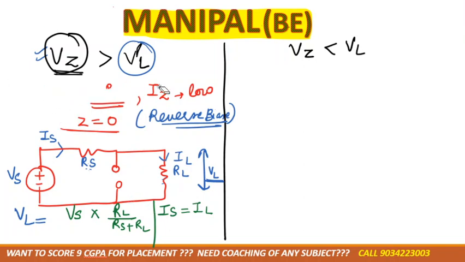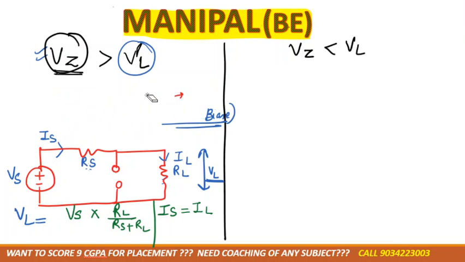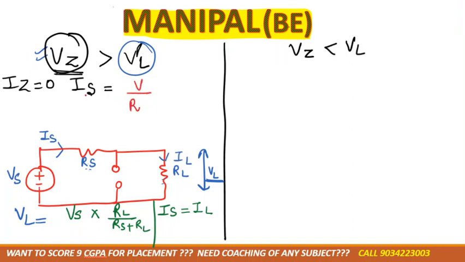Similarly, we'll have another formula based on this, if we want to calculate Is. Like in this case, Iz is 0. If we want to calculate Is according to Ohm's law, how much? V divided by R, right? Here the voltage is Vs and the resistance is Rs plus RL, correct? So we'll use these formulas every time we have this condition. Understood?